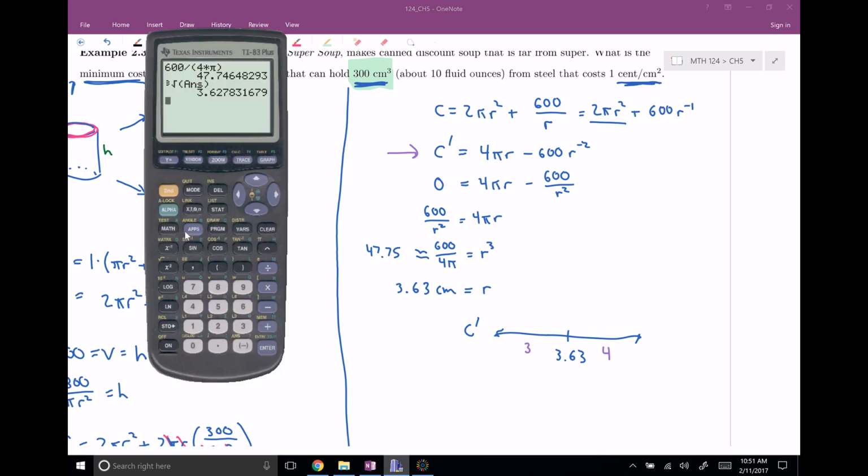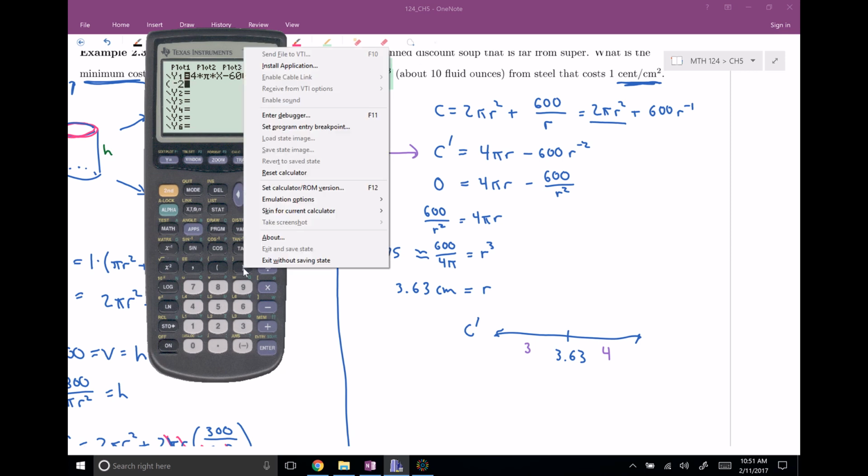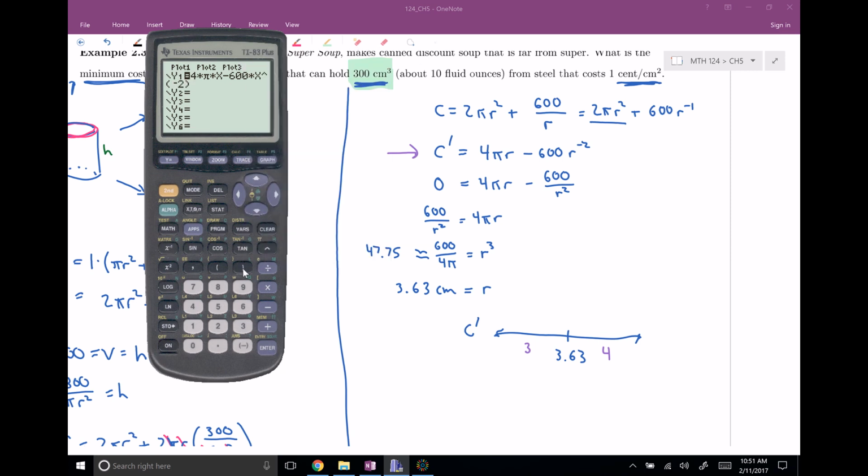So I'll pull up my calculator again. And in fact, because I need to plug in two numbers, I'm going to make this a little bit faster. I'm going to do a plot of the derivative. So I'm going to do 4 times pi times x minus 600 times x raised to the negative 2. And of course you could just do divide by x squared if you'd like. Either way is fine.